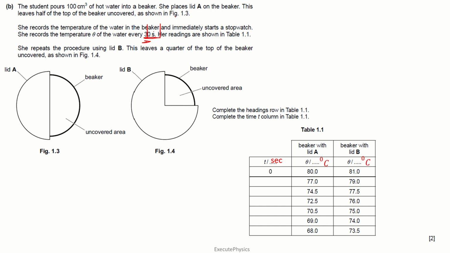So every 30 seconds she is taking the reading from the thermometer. So 0 plus 30 is 30, 30 plus 30 is 60, and it goes on like that till 180. So you have to fill up this table as such, and it carries 2 marks.